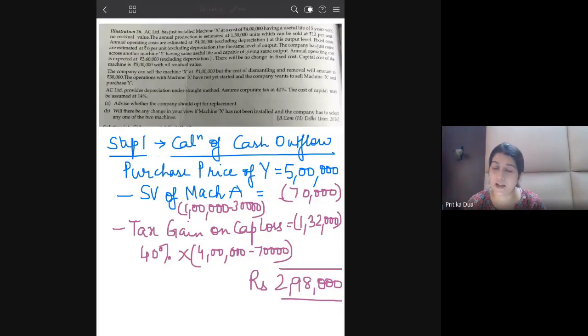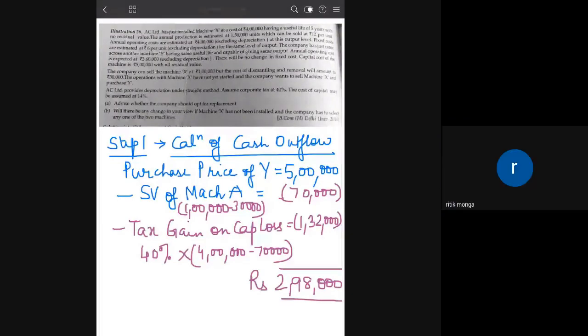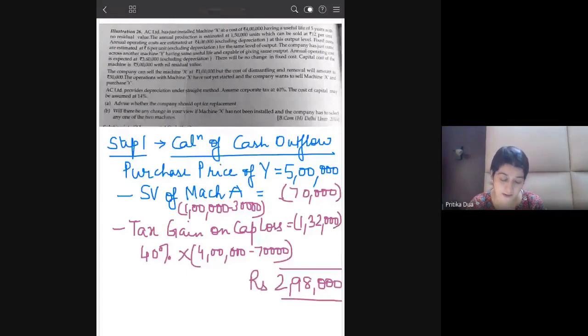Yes, Nipun, please check the calculation once, beta. Yes, rest of you, what are the cash inflows? Incremental cash flow, annual cash flow. None of you is solving the question. Yes, Ritik, are you there? Yes, ma'am. Ritik, have you done the second step? How much are the annual cash flows coming to?